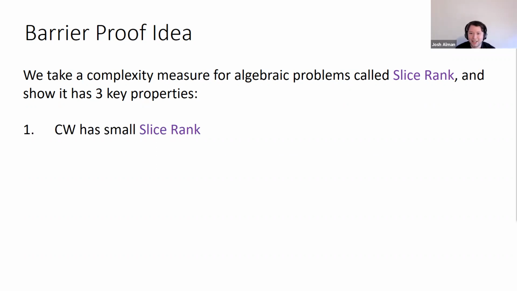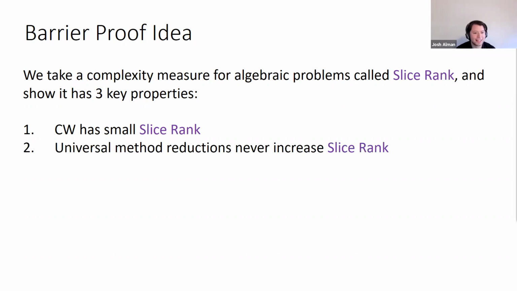Okay. Second, we show that universal method reductions never increase the slice rank. So if you start with a problem of small slice rank and you use one of these very general reductions to turn it into a new problem, then the new problem also has to have small slice rank. And then the third component is that matrix multiplication itself actually has large slice rank. So matrix multiplication is actually very complicated for this measure called slice rank.